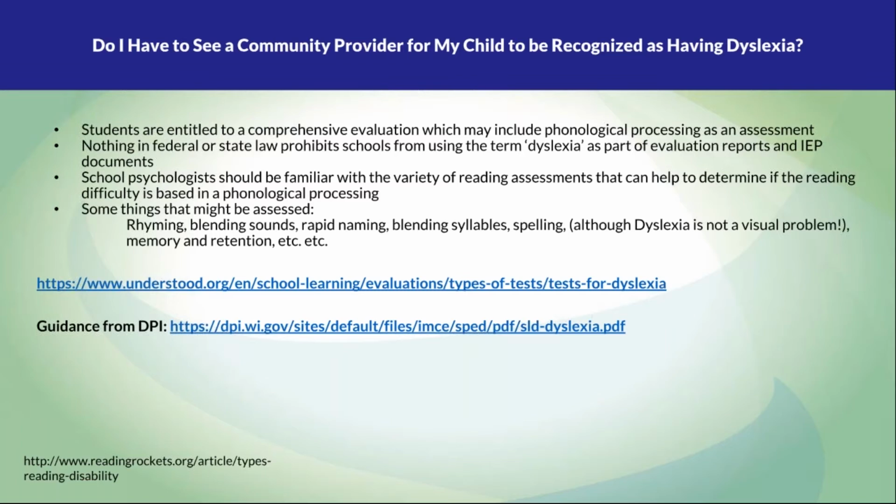There's something called rapid automatic naming, which for reasons that are beyond the scope of this webinar are also heavy indicators of reading difficulties, particularly within young children. Blending syllables, spelling is often a concern, although there's a misnomer that dyslexia is a vision problem or a visual problem. It's not. It's a phonological processing problem, but it impacts spelling because if you're having a difficult time recognizing and understanding those basic building blocks of the sounds, then spelling can sometimes be a challenge. There's memory and retention assessments, et cetera, et cetera.